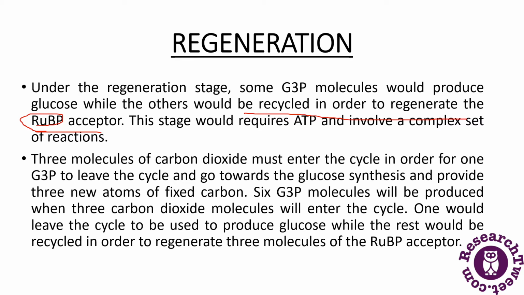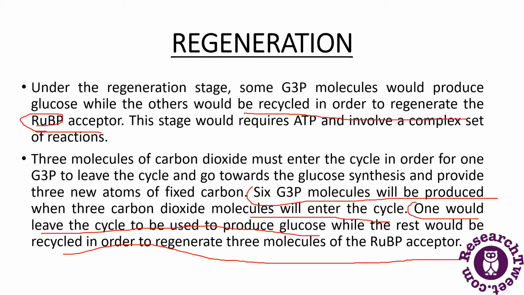Three molecules of carbon dioxide enter the cycle in order for one G3P molecule to leave the cycle and go on to glucose synthesis, providing three new atoms of fixed carbon. There are 6 G3P molecules produced when the 3 carbon dioxide molecules enter the cycle. The cycle will be represented covering all these steps in detail. One would leave the cycle to be used to produce glucose, while the rest would be recycled in order to regenerate 3 molecules of the RuBP acceptors.